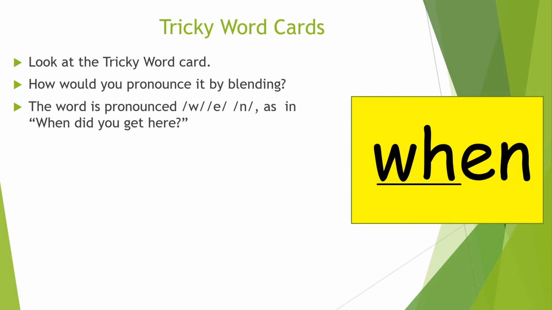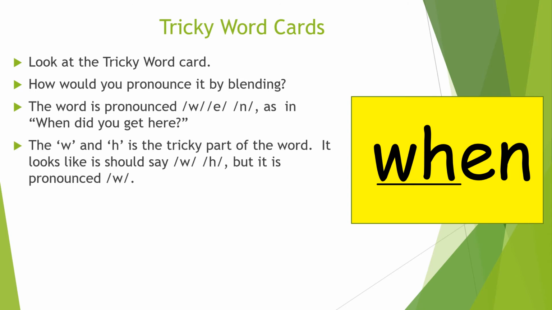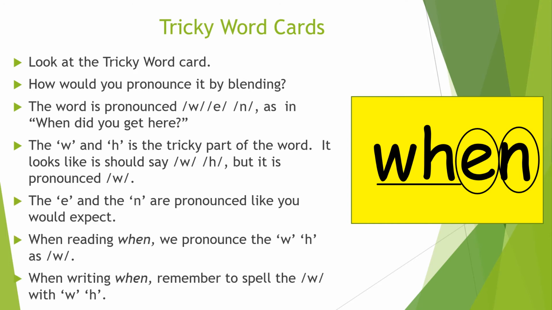The WH in this word is a tricky part of the word. The W and the H is pronounced w, not w, because the WH is a digraph. The E in this word is pronounced exactly as you would expect, and so is the N in this word. When reading when, we pronounce the WH as w. When writing when, you pronounce the W with WH, so w.